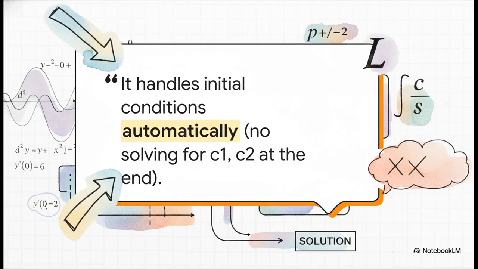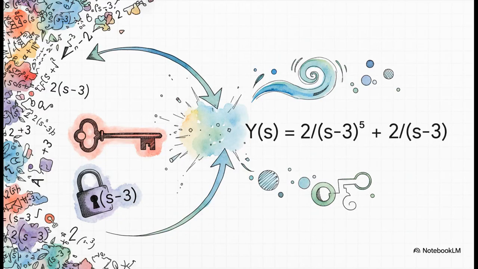Those initial conditions, y of 0 is 2 and y prime of 0 is 6, they aren't some afterthought you deal with later. They get incorporated directly into the very first transform step, and it simplifies the entire workflow. So after we transform both sides and group all the y of s terms together, the algebra step is just to isolate y of s.